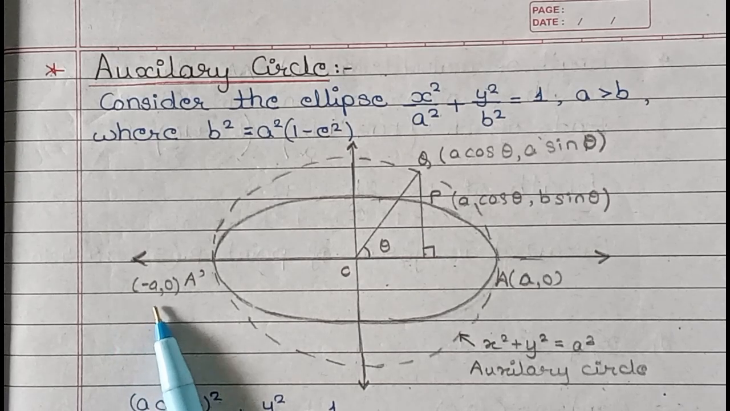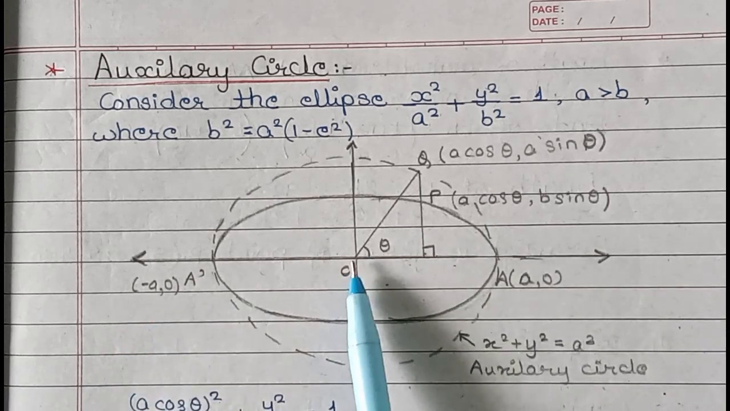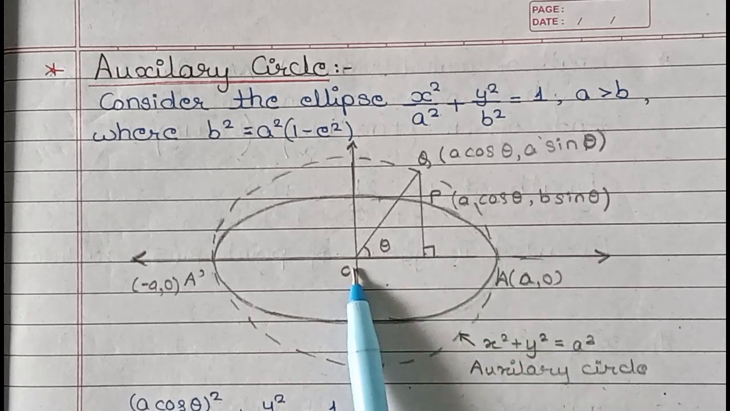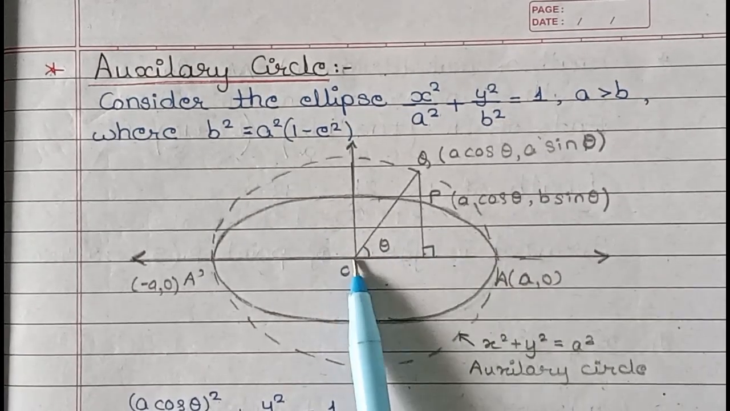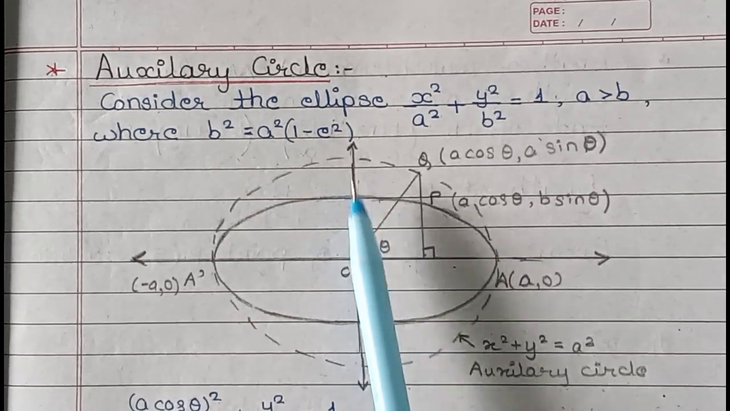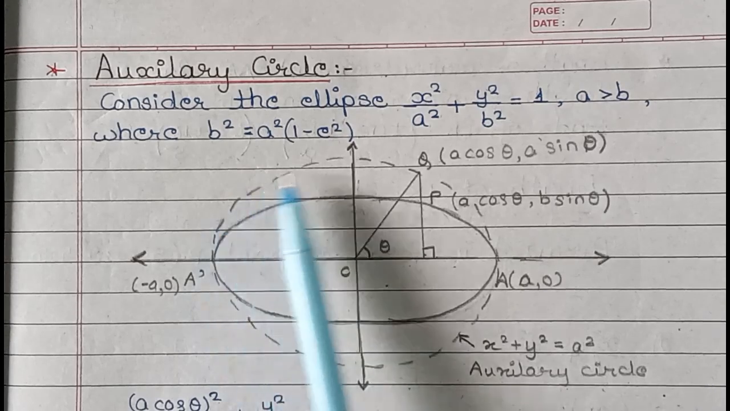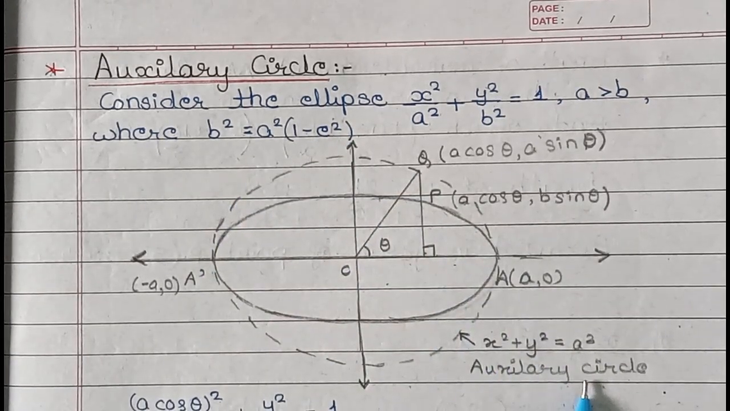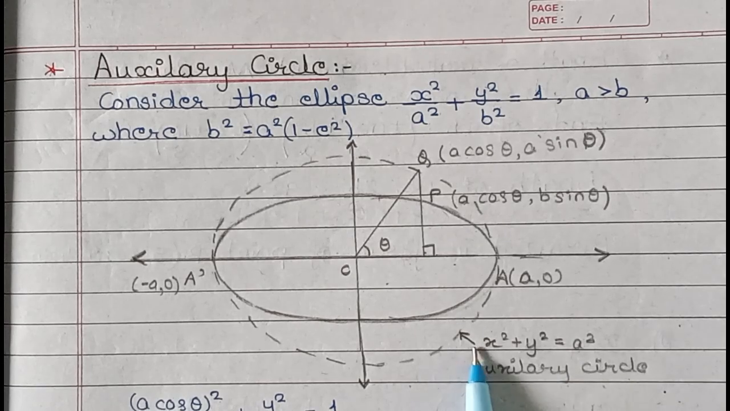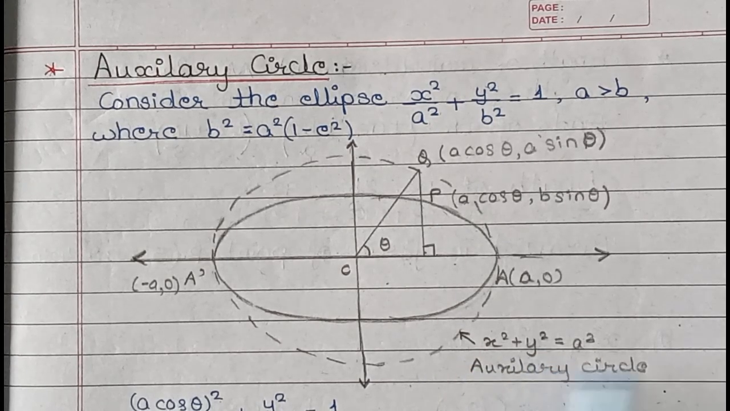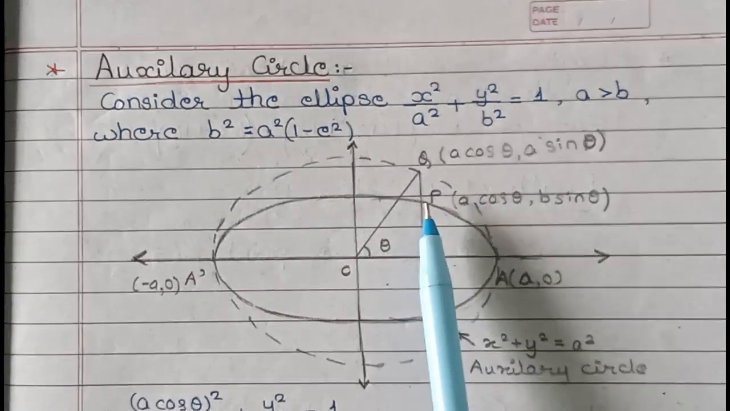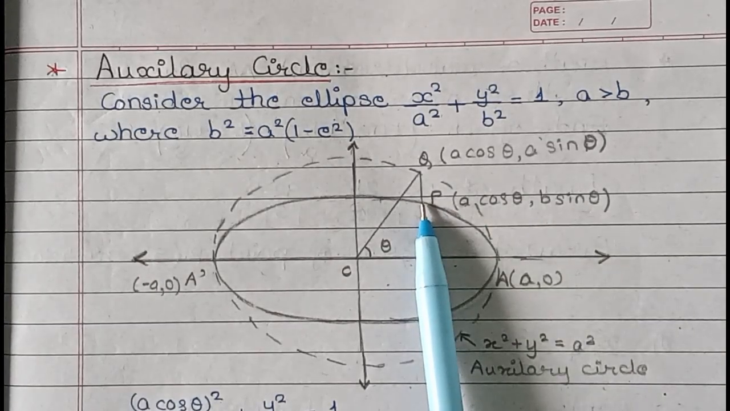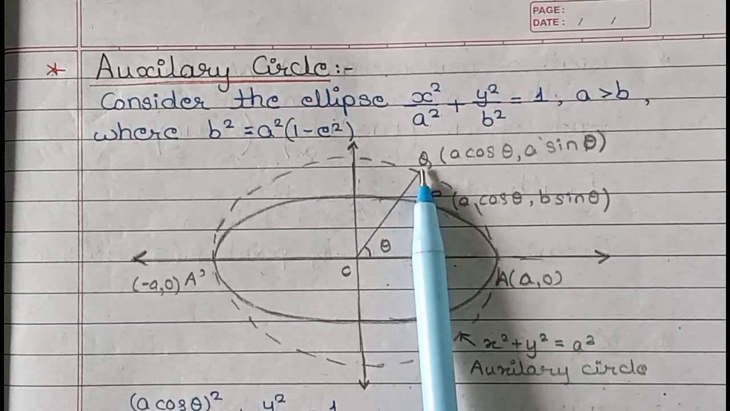If we have to draw an auxiliary circle, then consider this as the radius, which will be a. So draw the same radius here, and from the end points of this ellipse we draw a circle. This is known as the auxiliary circle, and the equation of the circle will be x square plus y square is equal to a square, as the radius is a. So consider a general point on this ellipse and a general point on this circle.